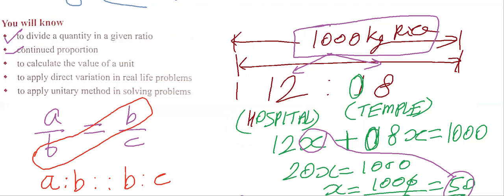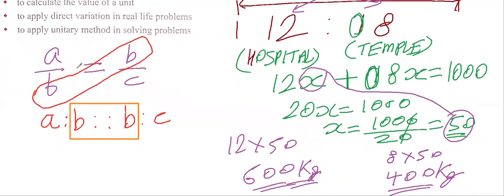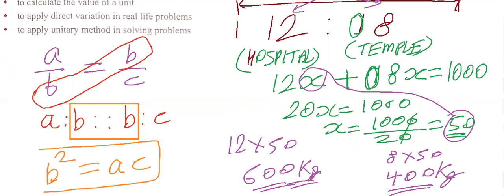So what does that mean? Whenever you have the mean the same, that time you refer to this as continuous proportional. So when you cross multiply, b into b gives b square, and a into c gives ac. So the formula for continuous proportional is b square is equal to ac. Understood this part?